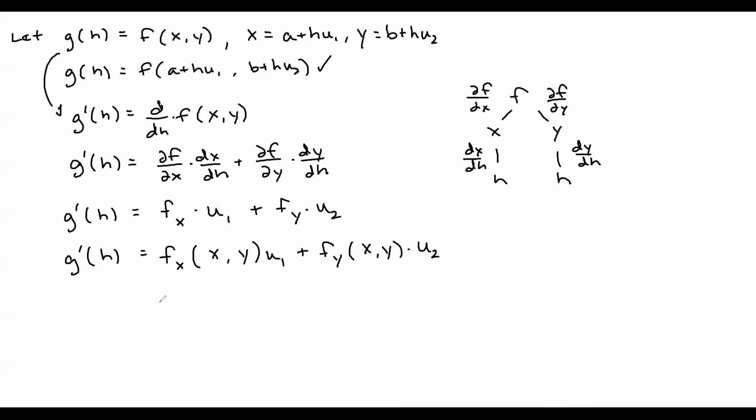Now, the trick, though, is that if we go through and plug in g prime of 0, right, what's going to happen? If you look at the x, if h is 0 in there, then x becomes a. So we're going to have a, and then if you plug in 0 for h, then y becomes b, u1 plus the partial with respect to y, and then the same thing here, times u2.